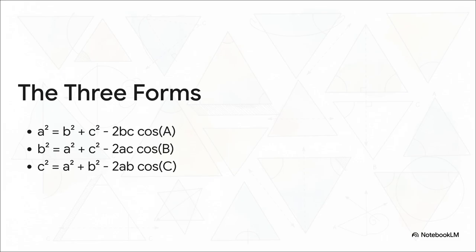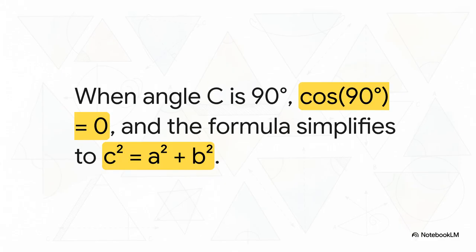Now, don't freak out seeing 3 different versions. You don't have to memorize 3 things. It's actually just one pattern. See how this side on the outside, like a squared, matches the angle on the inside, cosine of A? That's all it is. The side you're solving for and its opposite angle are the bookends of the formula. Simple as that.